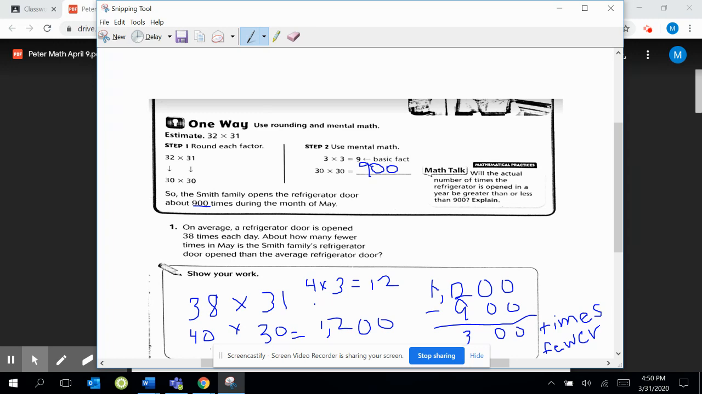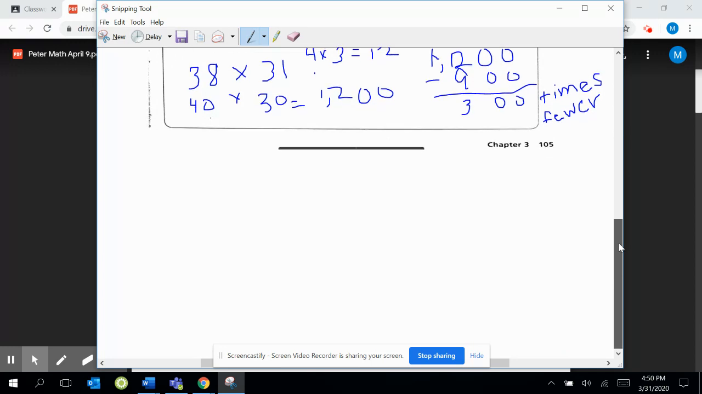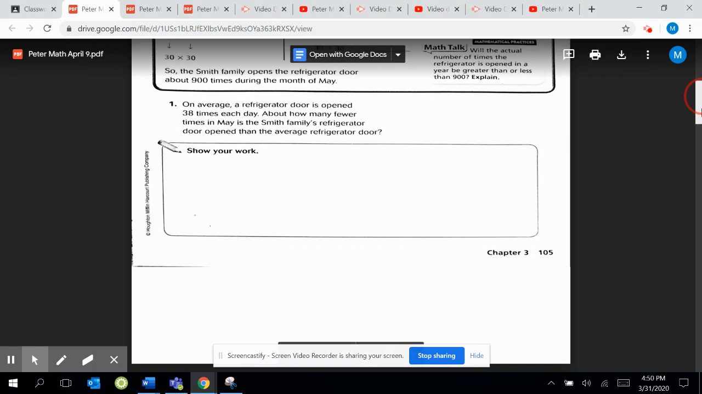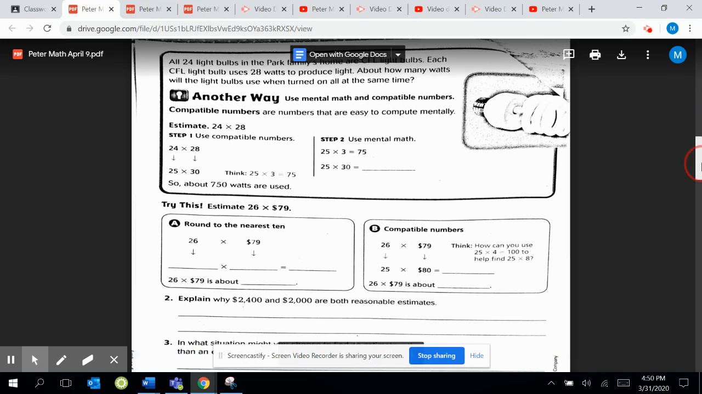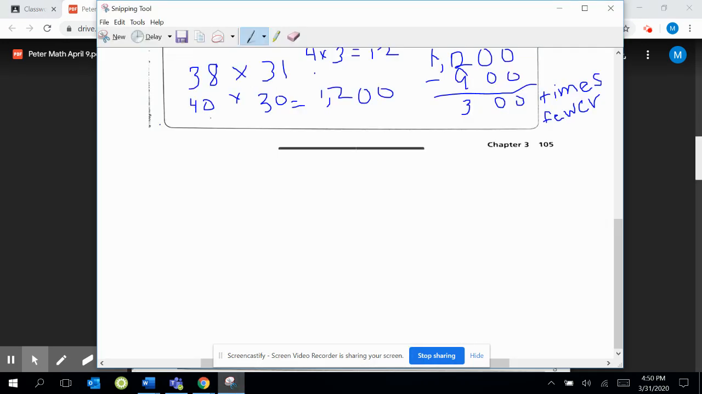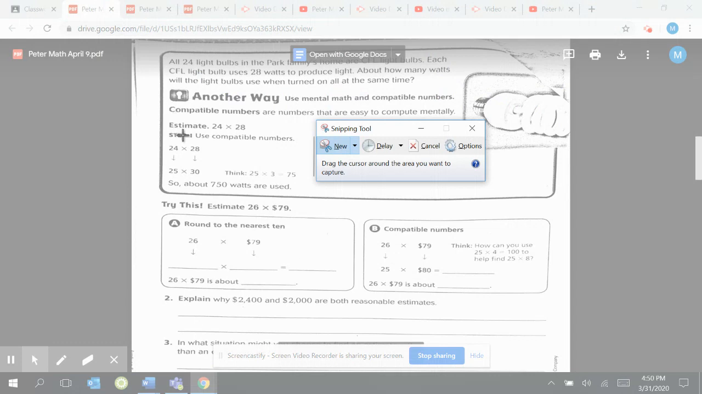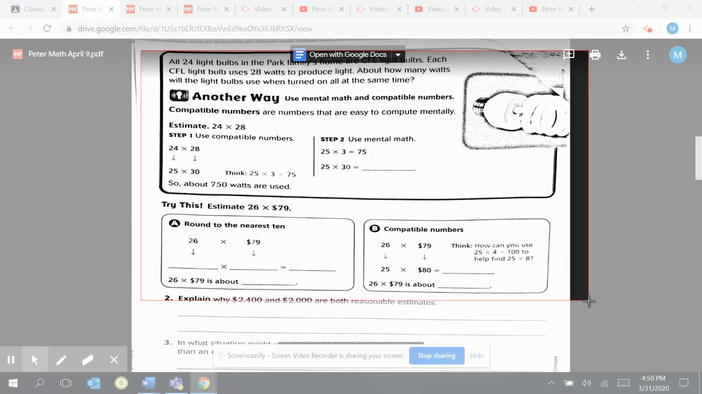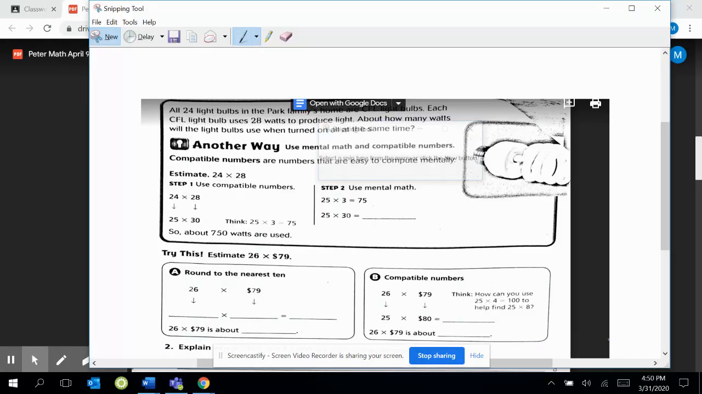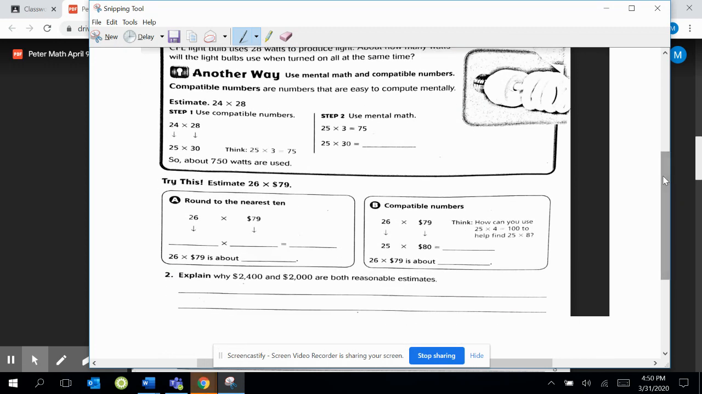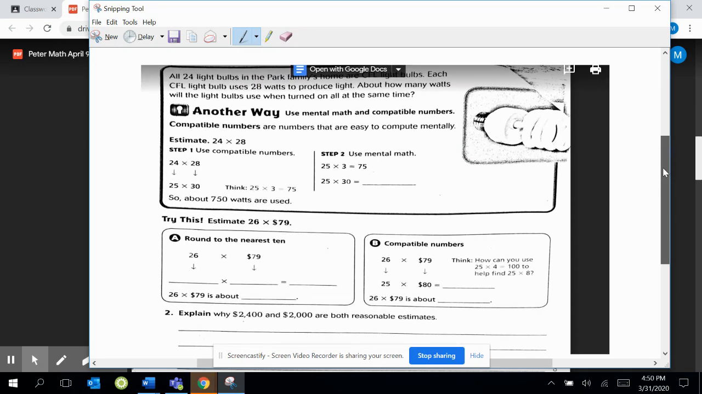Okay. All right, let me see if I can change the page while in here. All right. Okay, so here is our new page to talk about. So you can turn your page.